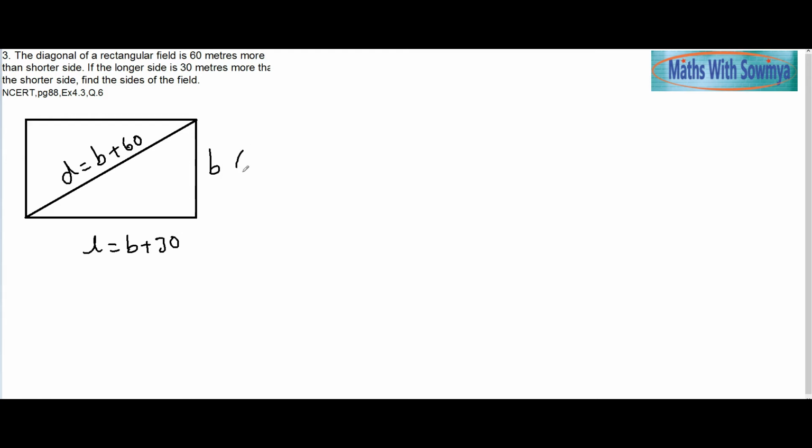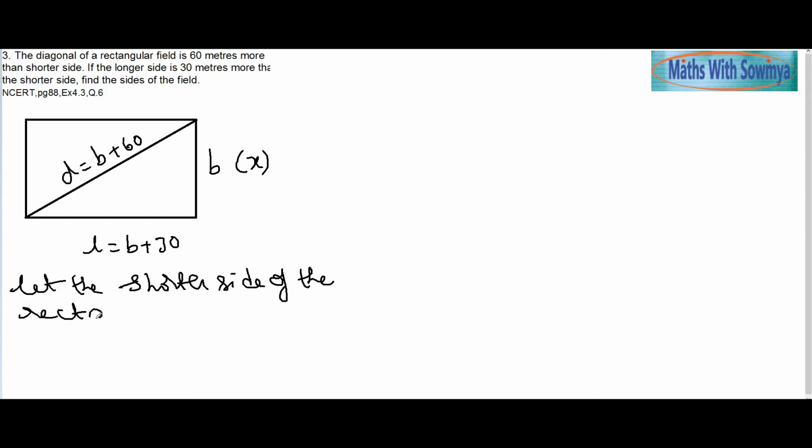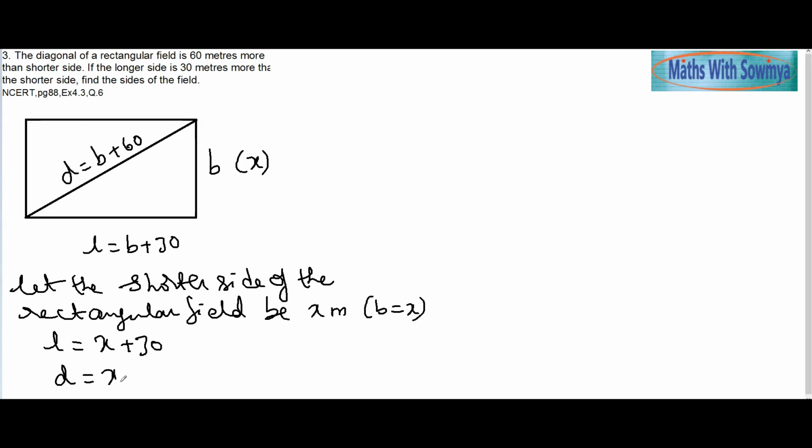So let the breadth, I will call it as X, let the shorter side of the rectangular field be X meter, which is B for me here. Therefore, length will become X plus 30 and diagonal will become X plus 60. Just replace B with X.